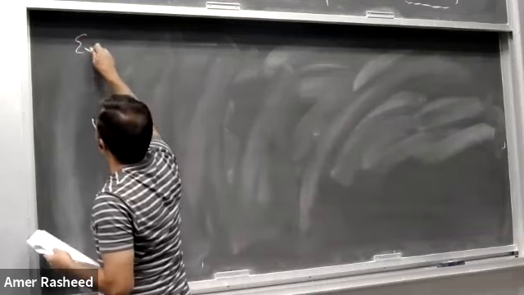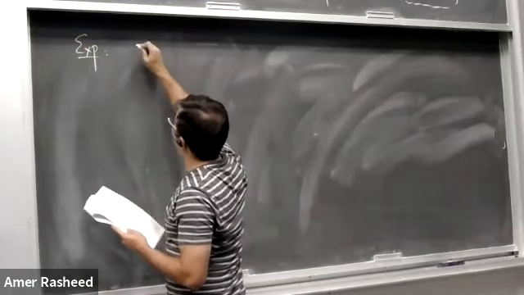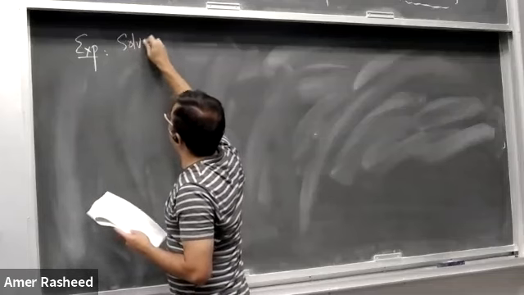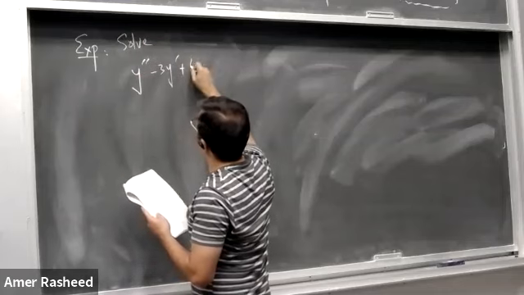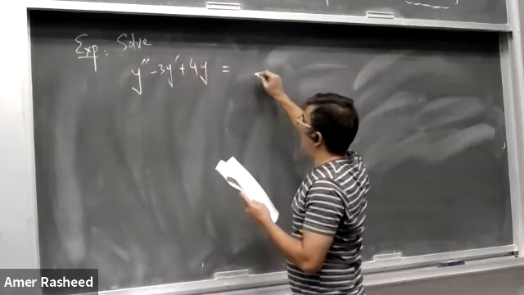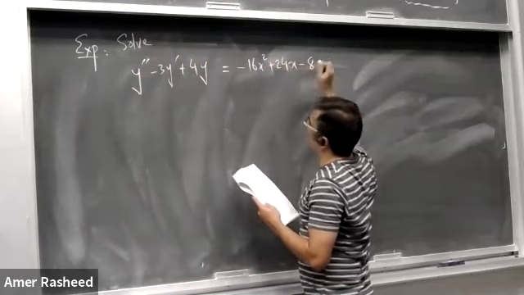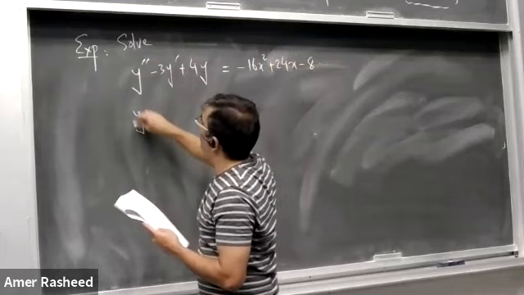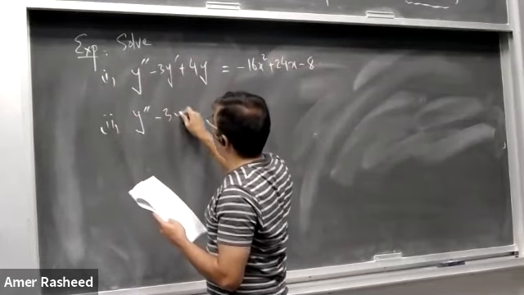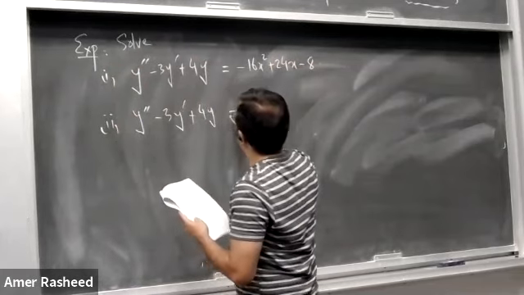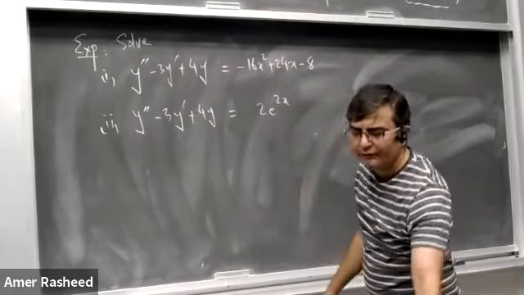Example. We have to solve the following differential equation, which is y double dash minus 3y dash plus 4y equal to negative 16x squared plus 24x minus 8. This is the first differential equation. The second is, again, the left hand side is the same, but the right hand side is 2 e raised power 2x. Okay, these are two differential equations.